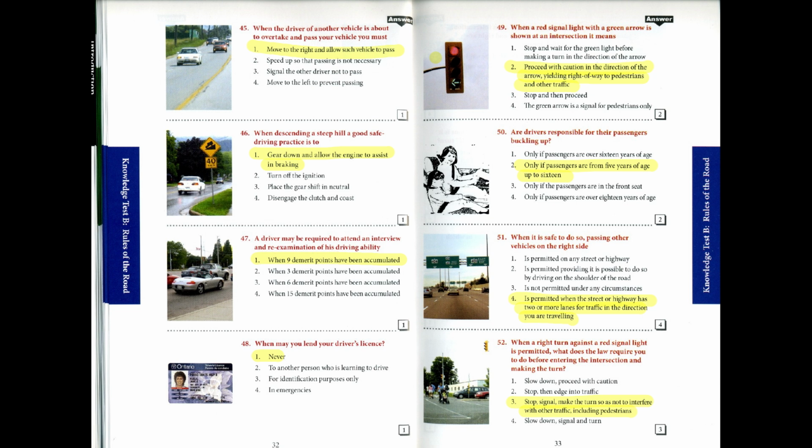Number 51. When it is safe to do so, passing other vehicles on the right side is permitted, when a street or highway has 2 or more lanes for traffic, in the direction you are traveling. Number 52. When a right turn against a red signal light is permitted, what does the law require you to do before entering the intersection and making the turn? Stop, signal, make the turn so as not to interfere with other traffic, including pedestrians. Yield the right of way.